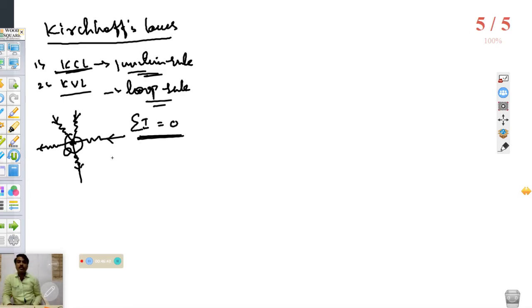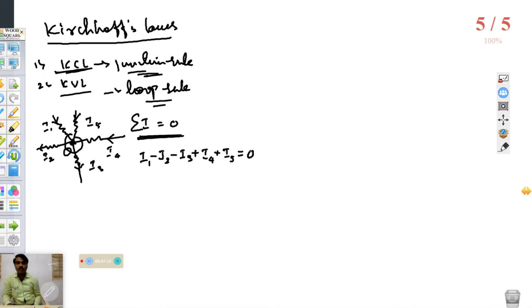Or else we can say, it is I1, I2, I3, I4, and I5. As per the rule, the currents which are entering the junction should be taken positive. For example, I1 is entering, it is positive, whereas I2 is leaving, it is minus. Then I3 is also leaving, it is also minus. I4 is entering the junction, it is plus. And I5 is also entering the junction, it is also plus.